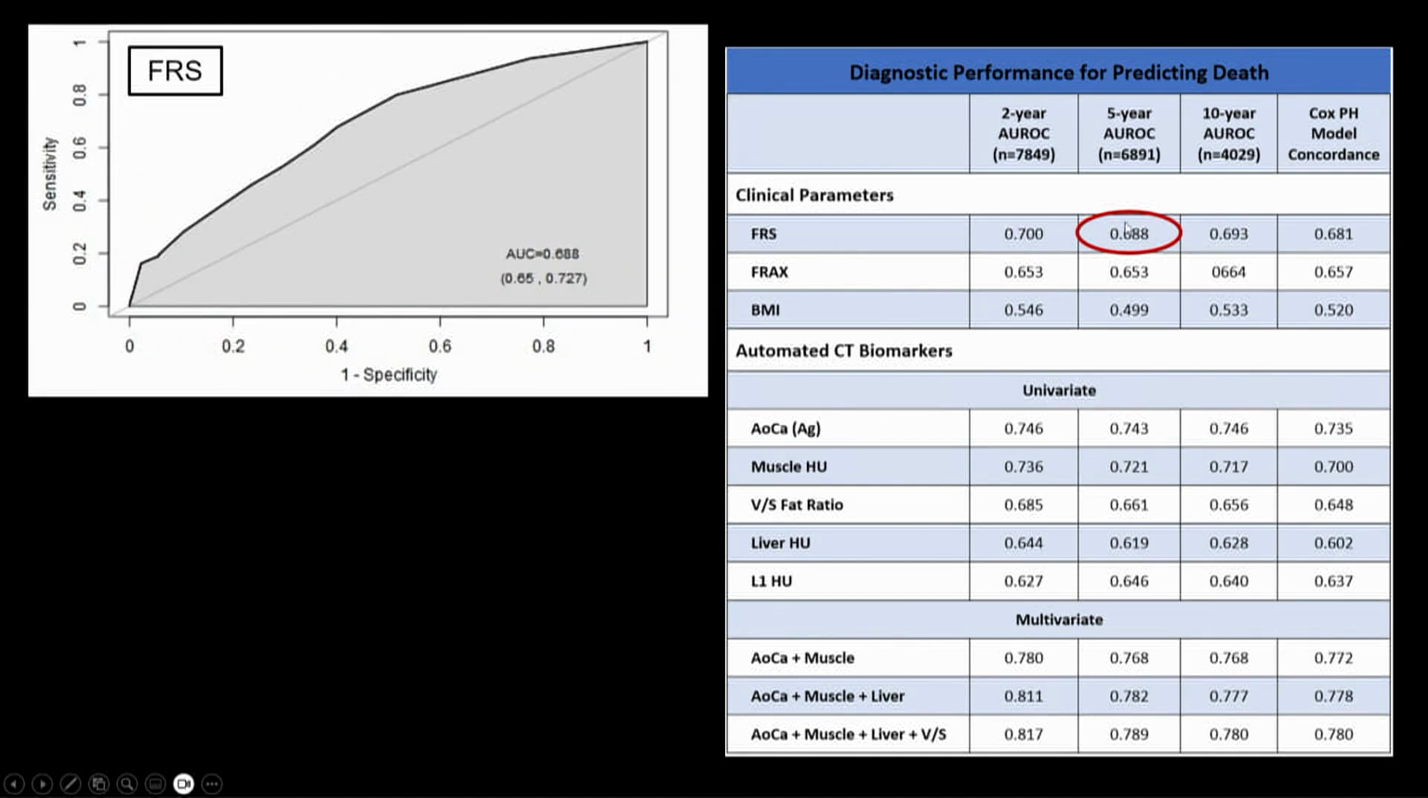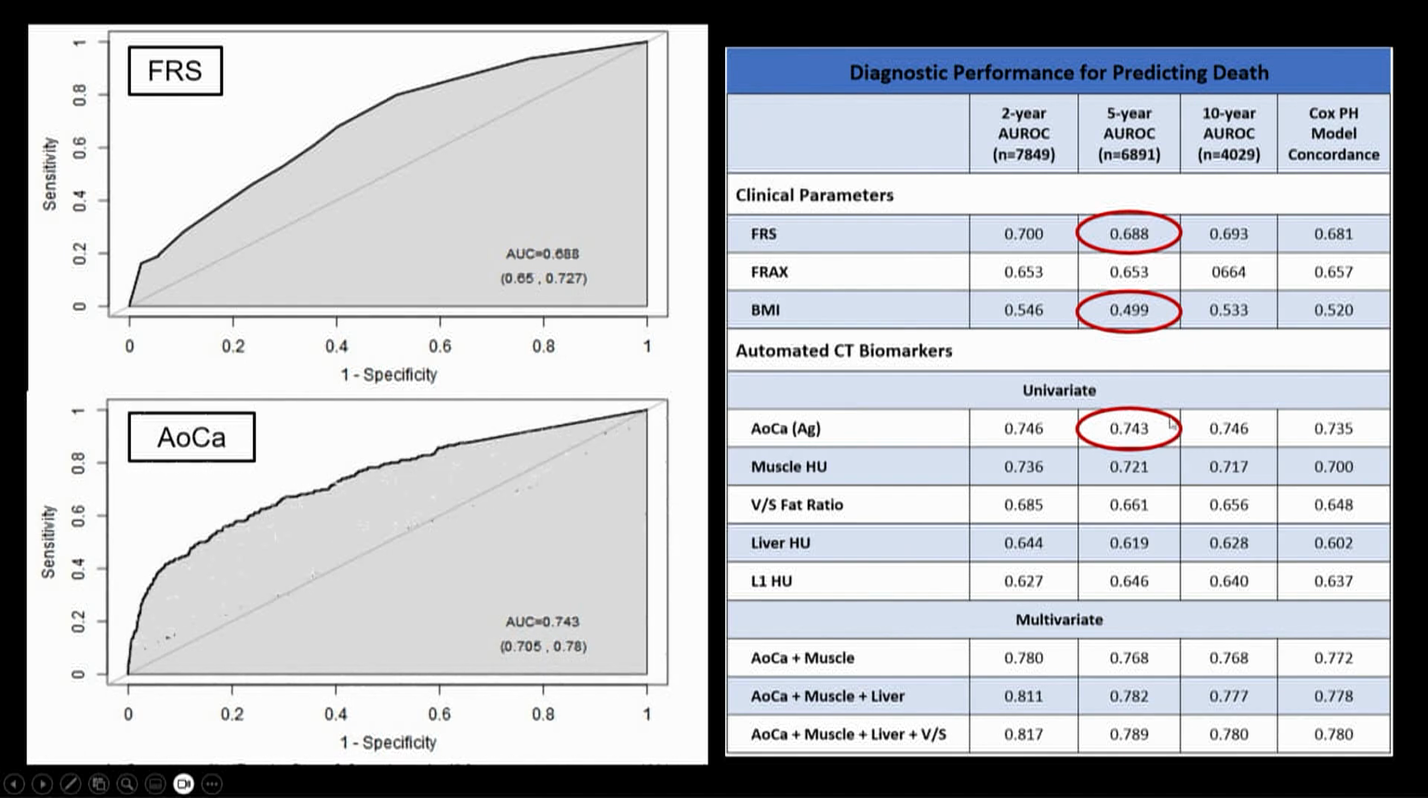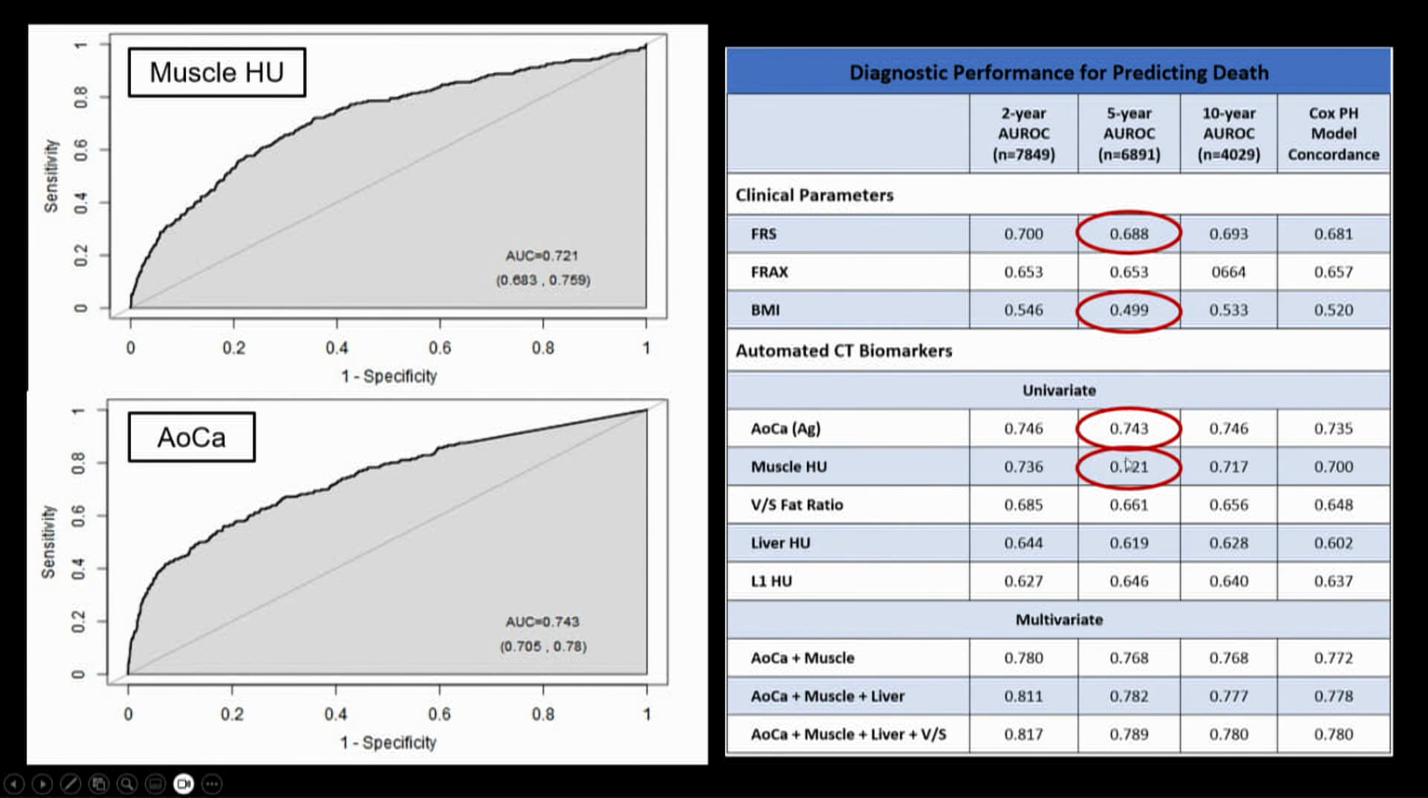So Framingham risk score did pretty well for predicting survival, and BMI was a coin flip basically. So again, with BMI there's a lot of confusion and it's not a great predictor of outcomes. I'm surprised that it didn't do any better than that, but actually a low BMI can be just as bad as a very high BMI, so there might be some confusion there. But if we look at just single automated measures of aortic calcium and muscle density, both of those by themselves, again, outperform the Framingham risk score, as we saw earlier.